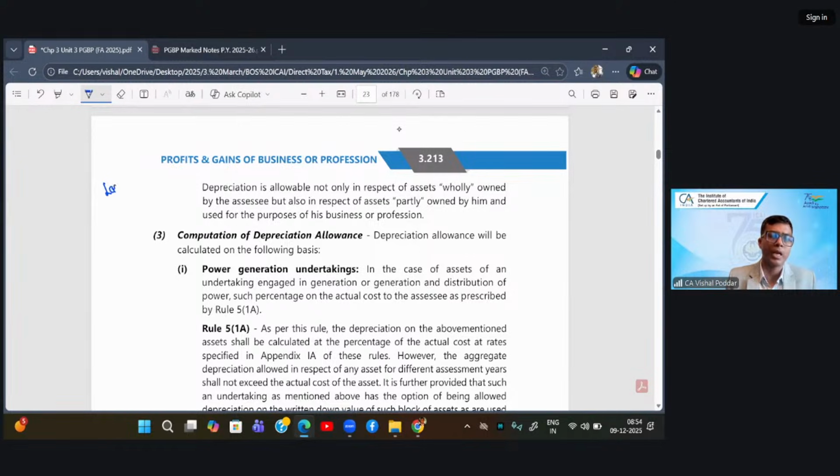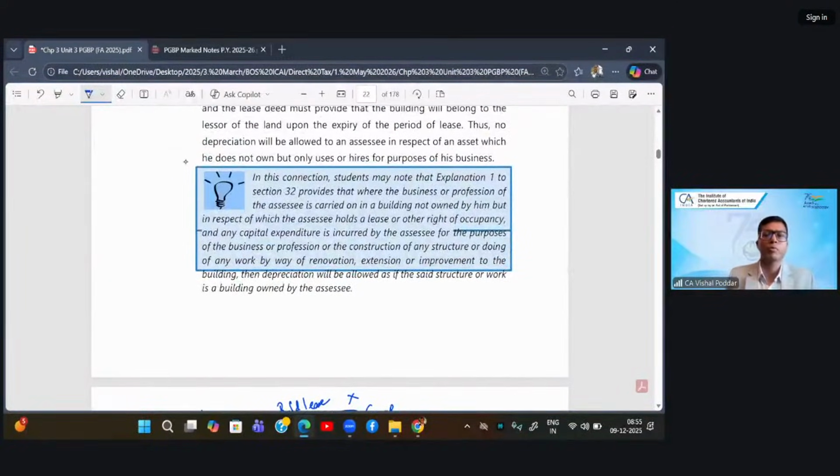So let us say the land is on lease. You're not the owner of the land, but the building you have constructed by yourself. So even though the land is on lease, since you have constructed the building, you become the owner of the building, and you can take depreciation. Second, say the building is also on lease. Then no question of depreciation because you're not the owner. But let us say in that building, you have constructed one additional floor, which is again a capital expense. So you can claim depreciation for this. So these are exceptions to the rule where you may not be the actual owner.